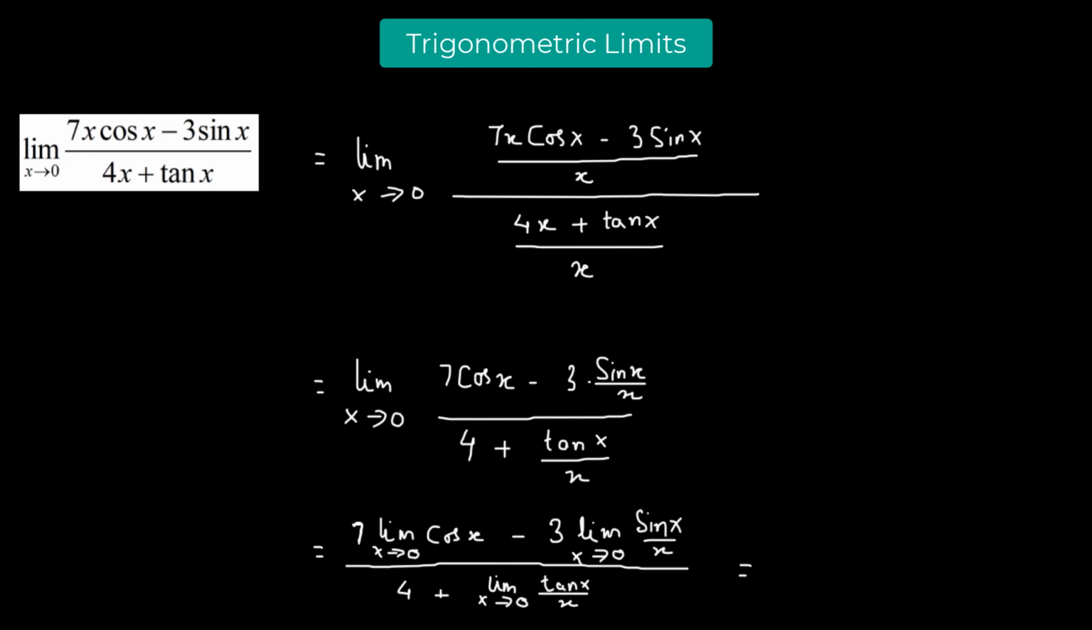So that gives us 7, so the limit of cosine of x as x tends to 0 is 1, so we have 7 minus 3, so the limit of sine x over x is going to be 1, divided by 4 plus the limit of tangent of x over x when x tends to 0, which is going to be simply 1. So that gives us 4 over 5. So this is going to be the limiting value of the given function when x tends to 0.